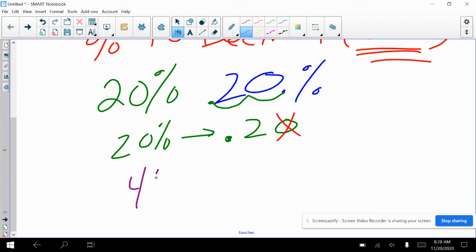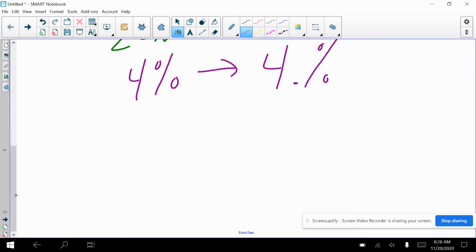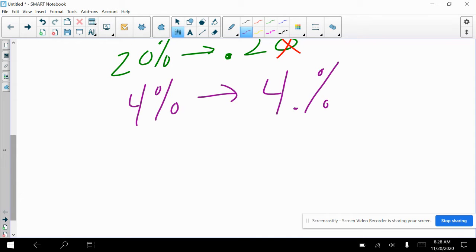All right? What if we have 4% and we want to turn that into a decimal? Again, it looks like this, right? That's really what it looks like. Now, that looks funny to me. Does it look funny to you? Yeah, it does, because we don't put the decimal points on whole numbers. But I don't have a problem with you doing that in order to move the decimal point the correct places to get the right answer.